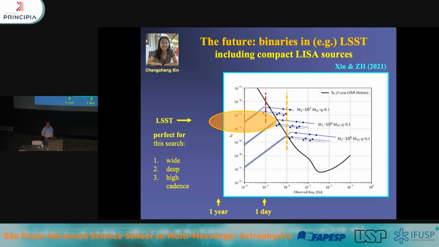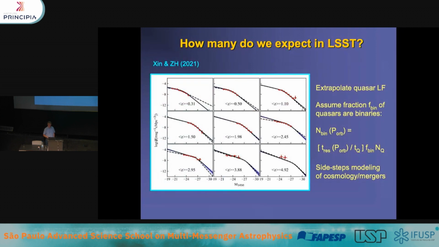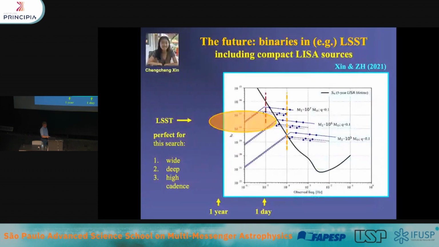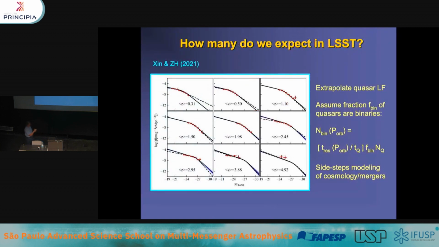And so one interesting question you should ask is how many periodic sources we should find in LSST, and that's interesting to know. And the very simple way of doing that is to take the luminosity function of quasars. Cheng Chin is a student at Columbia who did this exercise. We have how many quasars we have as a function of their luminosity and as a function of redshift.